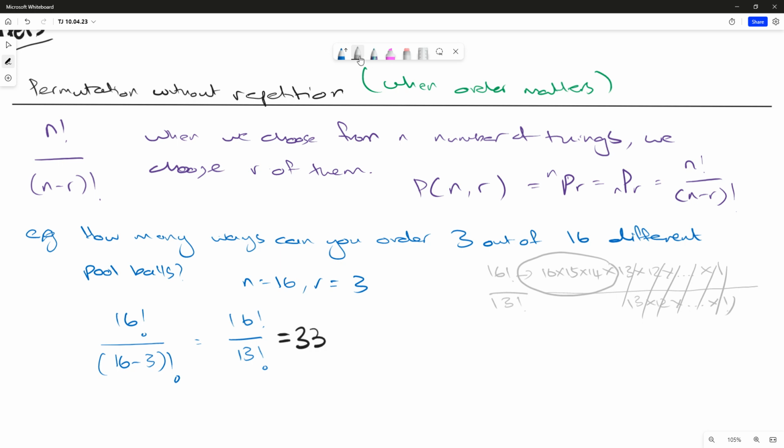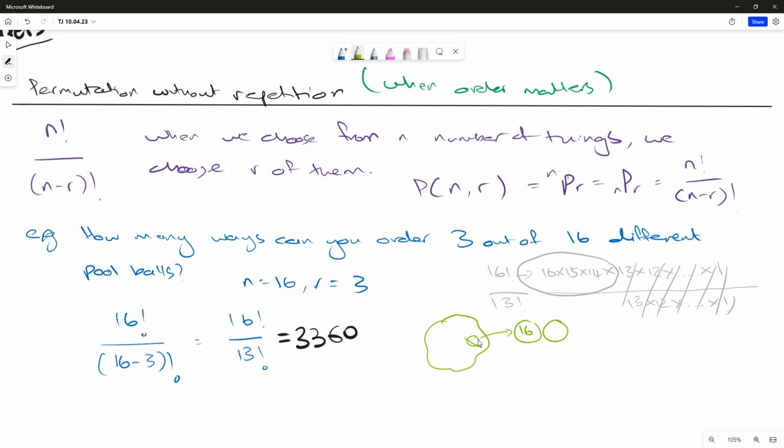Now, what does this also mean if you look at it in a different way? What we're actually seeing here is how many ways can you order 3 out of 16 different pool balls, which means that if you have 16, you can order them in 16 ways. Order 3.